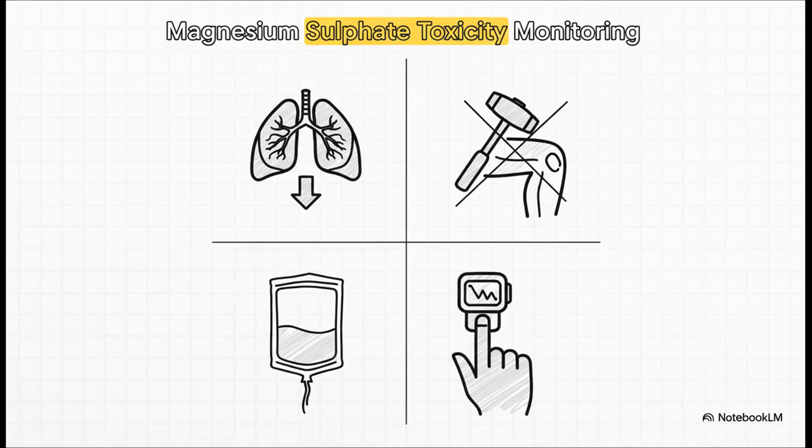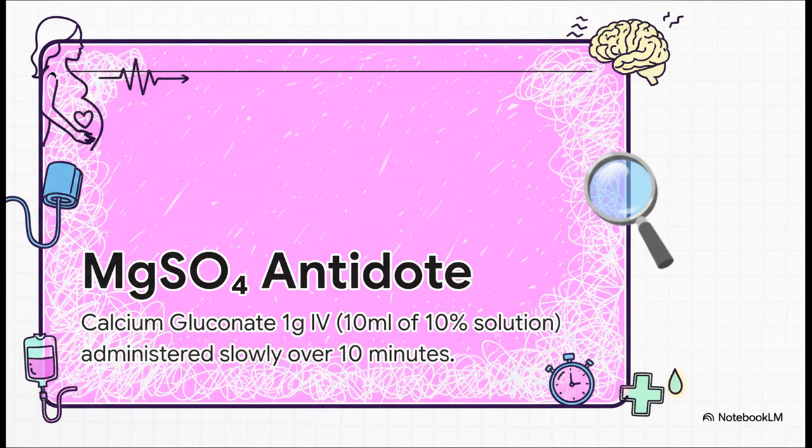But, and this is a big but, monitoring for magnesium toxicity is just as important as giving the drug in the first place. You have to watch these 4 critical parameters: respiratory rate, patellar reflexes, urine output, and O2 sats. Remember, losing the patellar reflexes is your earliest sign of toxicity, which can then progress to respiratory depression. And if you do see signs of toxicity, you need to have the antidote ready to go immediately. And that antidote is calcium gluconate, 1 gram, given slowly, intravenously over 10 minutes.